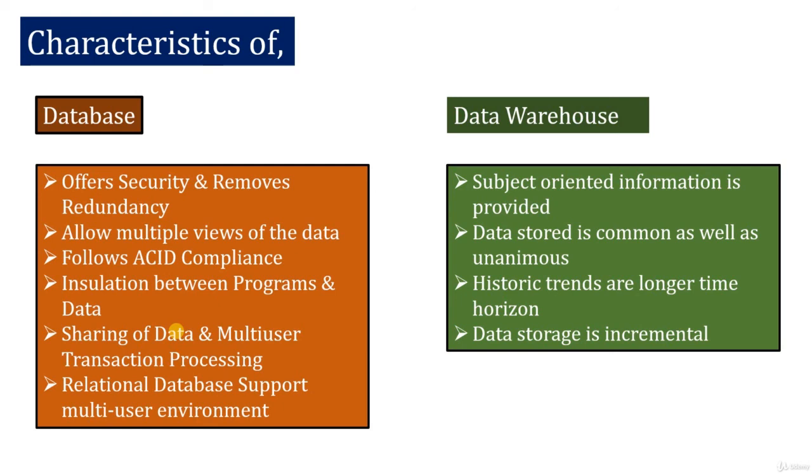What is the fourth point? Data storage is incremental. A data warehouse is non-volatile in nature, which means the previous data is not erased when new information is entered into it. Data stored in the data warehouse is on an incremental basis. That means the previously loaded data won't be deleted unless there is a reason to do so. These are the characteristics of database and data warehouse.